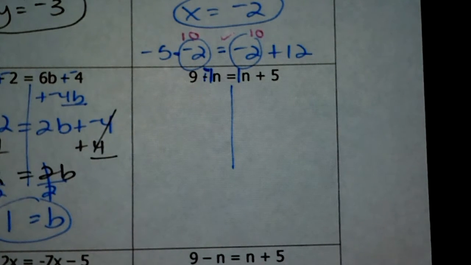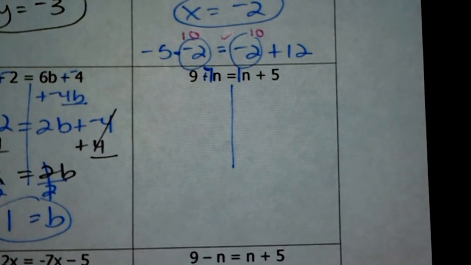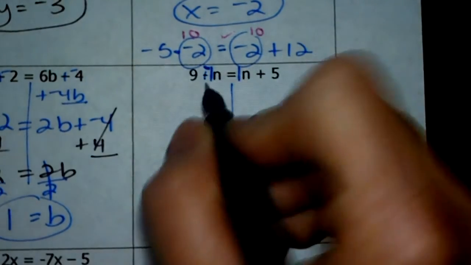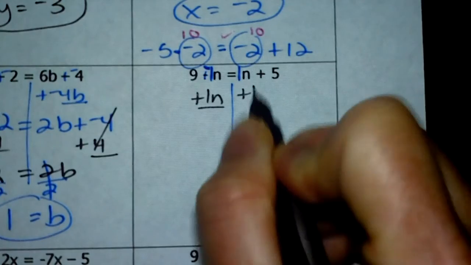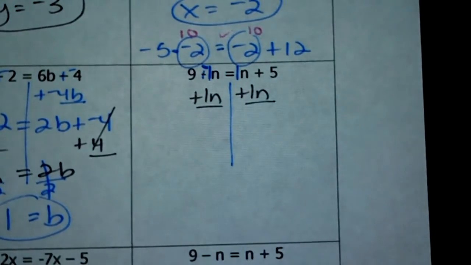Alright, so let's cancel out this negative 1n. If you want to cancel out the positive 1n, it'd be okay, but I'm going to choose to cancel out the negative 1n. And to cancel out a negative 1n, you'd add a positive 1n. And whatever you do to one side, you have to do to the other.